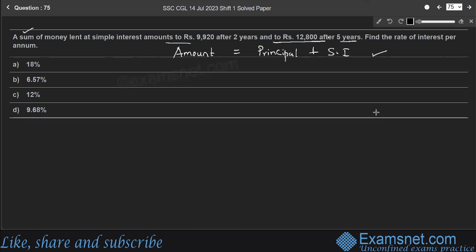So using this formula, we are taking sum of money amounts to 9,920 rupees. So here we'll take amount A1 as principal plus simple interest. Formula is PTR by 100, right? So amount A1, which is after 2 years, 9920 is equal to, we'll take principal common, P into 1 plus time into R. So here after 2 years, it becomes 2R by 100, right? Consider this as equation 1.